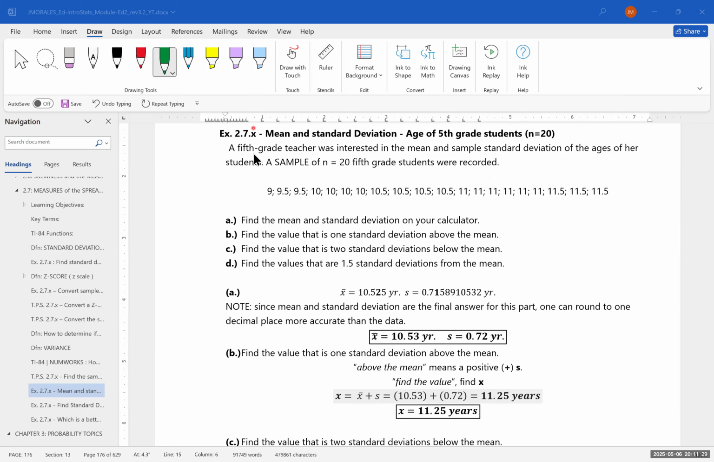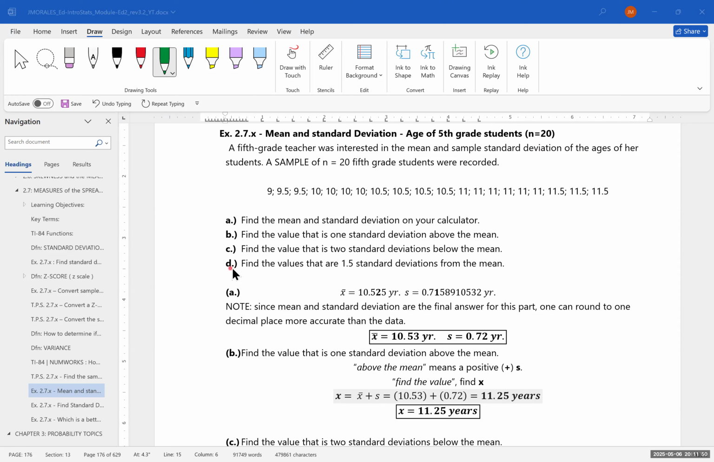Okay. So a fifth grade teacher was interested in the mean and sample standard deviation of the ages of her students. A sample of 20 fifth grade students were recorded. Okay, so these are the ages.